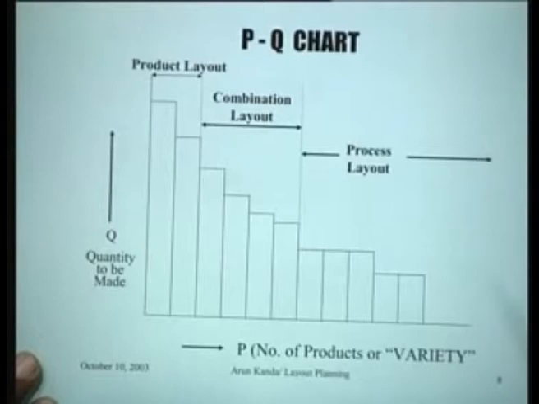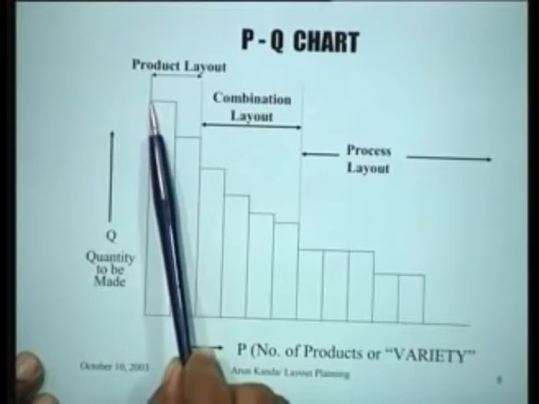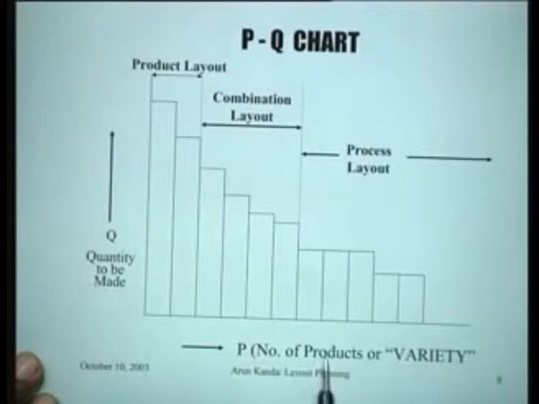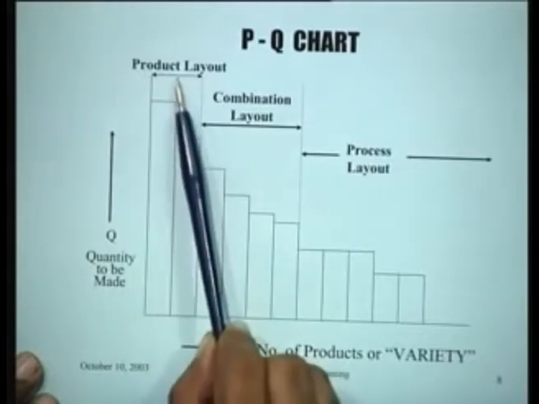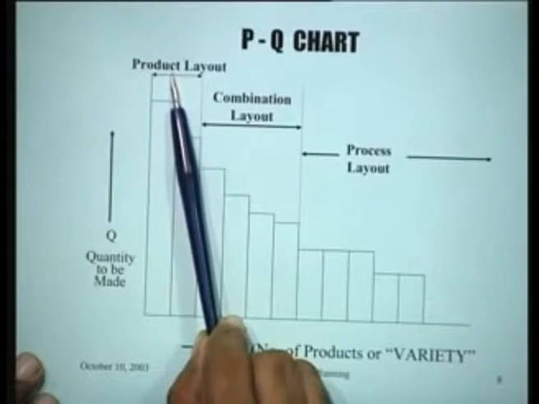Now this chart, which was suggested by Muther, gives an idea of the situation under which you should use different types of layouts. For instance, once you have these products lined up like this, for products for which the variety is low but the quantities are high, a product layout is most suitable. That means you should set up an assembly line.